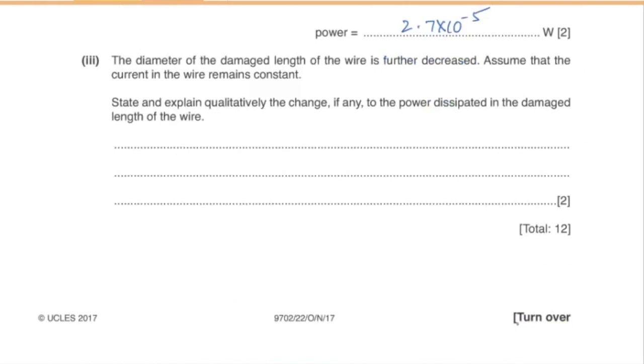Part 3, the diameter of the damaged length of the wire is further decreased. Assume that the current in the wire remains constant. State and explain qualitatively the change, if any, to the power dissipated in the damaged length of the wire. Okay, so since R is inversely proportional to cross-sectional area, the resistance increases, and as a result, power dissipation will increase too.